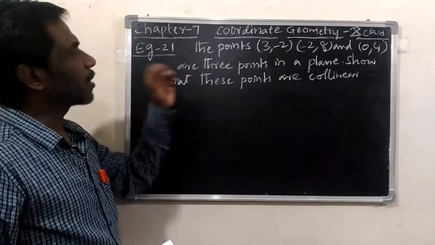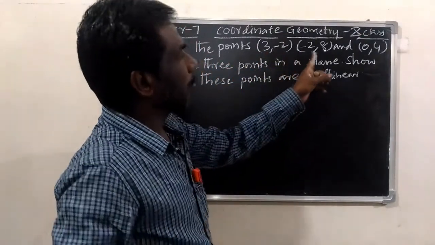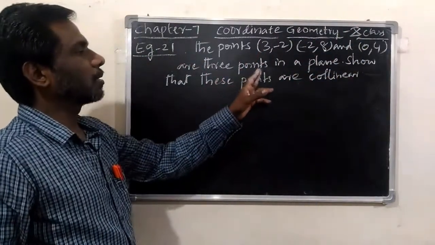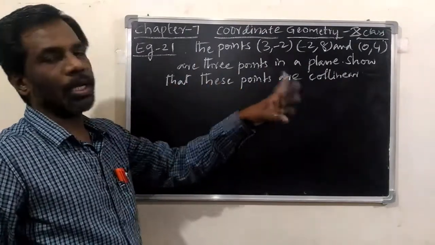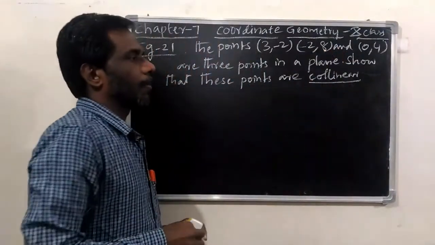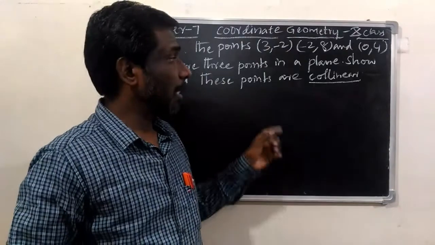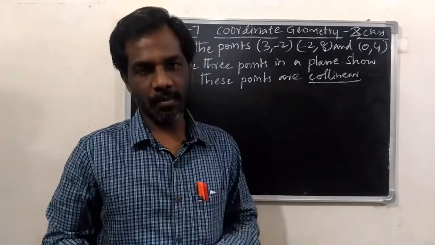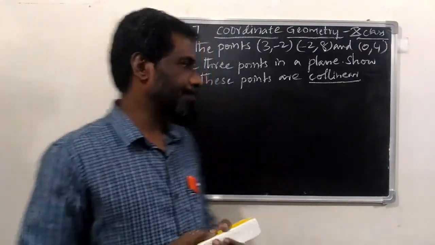We have one more problem, that is example 21. First we read the question. The points (3, -2), (-2, 8) and (0, 4) are three points in a plane. Show that these points are collinear. So what are collinear points? If the area of the triangle is 0, the points are called collinear. That only I am going to show in this problem.